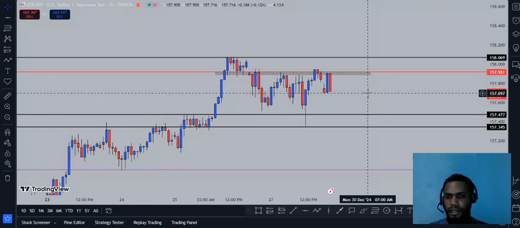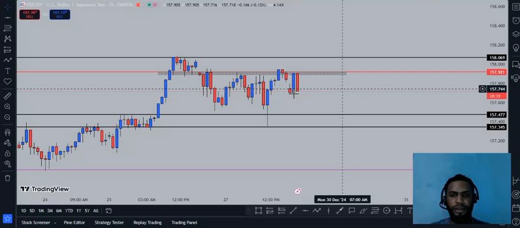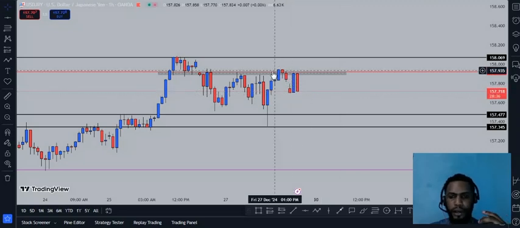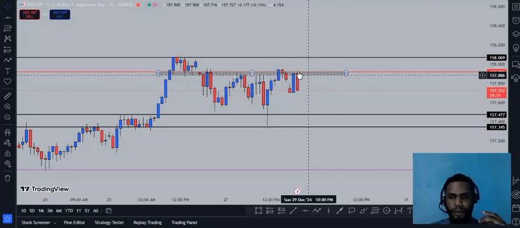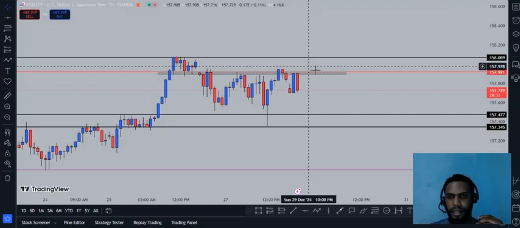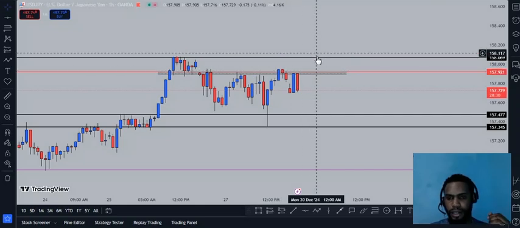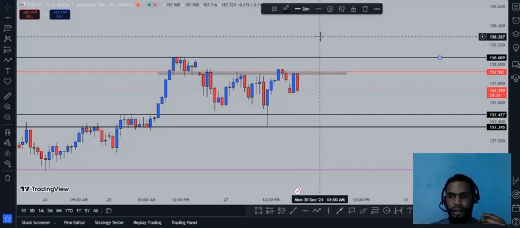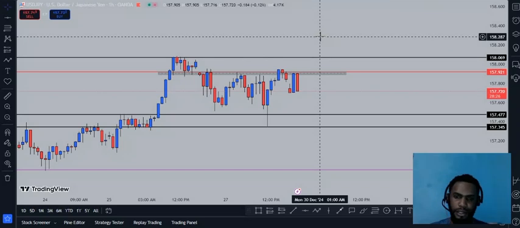So if it's a case where the market should break above this resistance level, give us a retest, and then also break through this line right here, then that's when I'll start looking for buys, right?